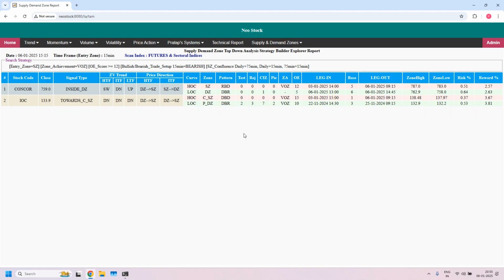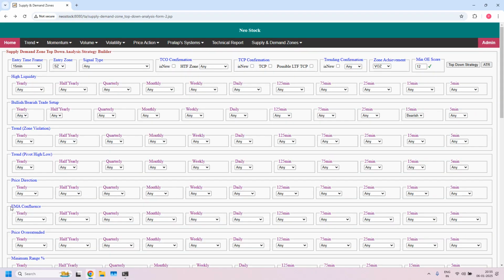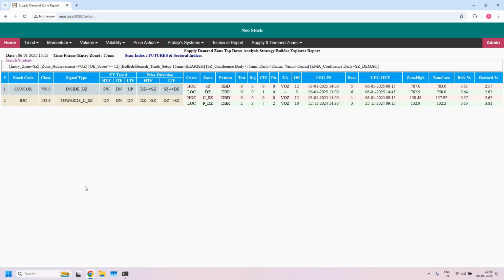Now let's verify how many out of these 2 are having daily EMA confluence in the daily zone. In the EMA confluence at a daily time frame, daily supply zone having daily EMA confluence. Both the stocks are having daily EMA confluence, but ignore the first one, it is sideways trend. You can't use it. Second one is valid.